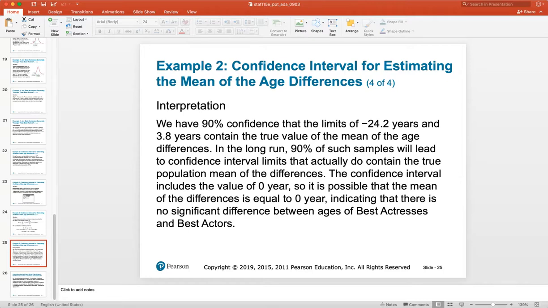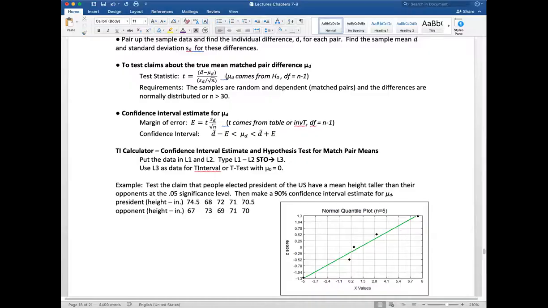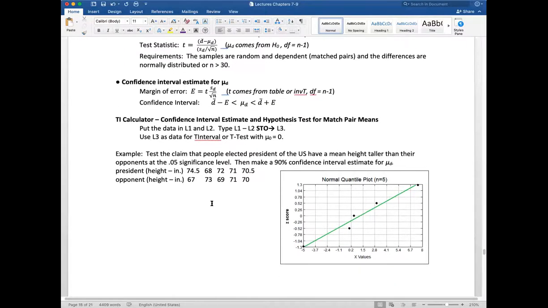Let's see one more example in the lecture note. Let's see this example. Testers claim that people elected president of the U.S. have a mean height taller than their opponent at the 0.05 significance level. Then make a 90% confidence interval estimate for mu sub d.